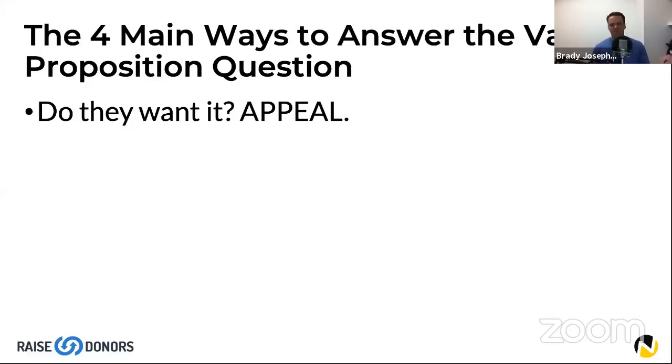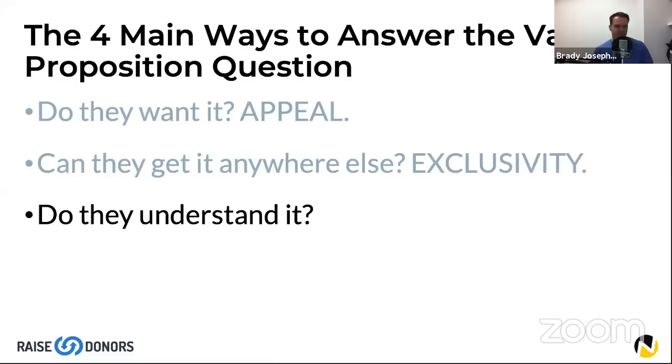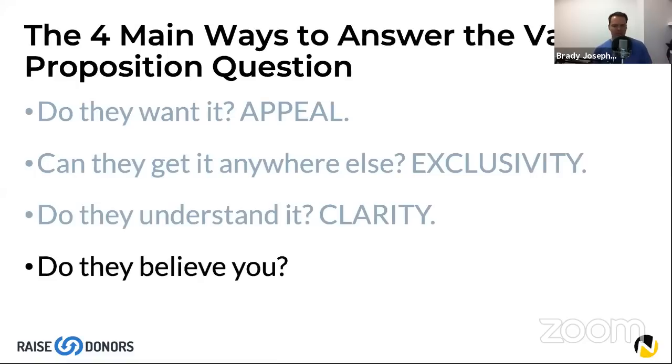This is appealing. What is appealing about this donation? Why should I make it? Can they get it anywhere else? This is exclusivity. Why are you so different than the organization down the street? Do they understand it? This is clarity. What will my donation do? How do I know it makes a difference? Do they believe in you? That's credibility. That's part of that trust mark thing that we've already talked about.